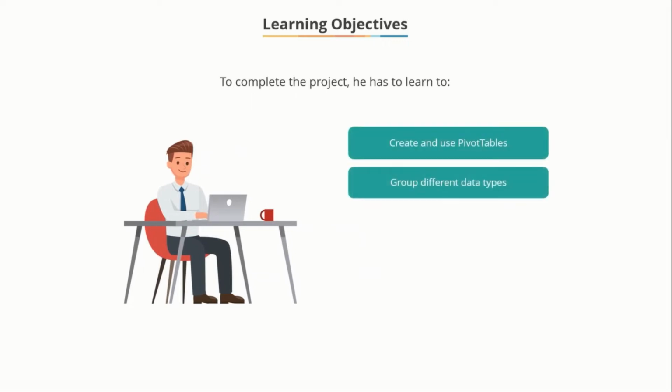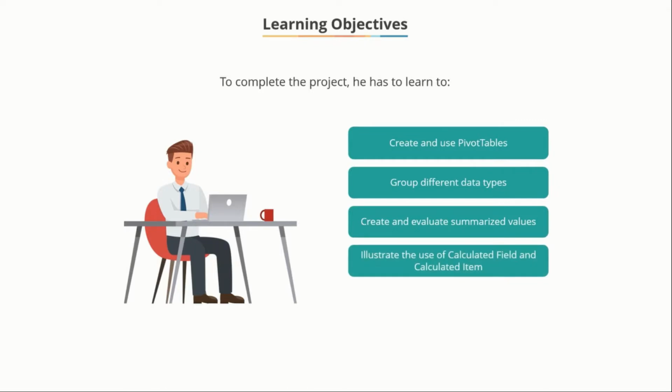Group 2 different data types in a pivot table. Create and evaluate the summarized values in a pivot table. Illustrate the use of calculated field and calculated item. And design interactive pivot table using a slicer.